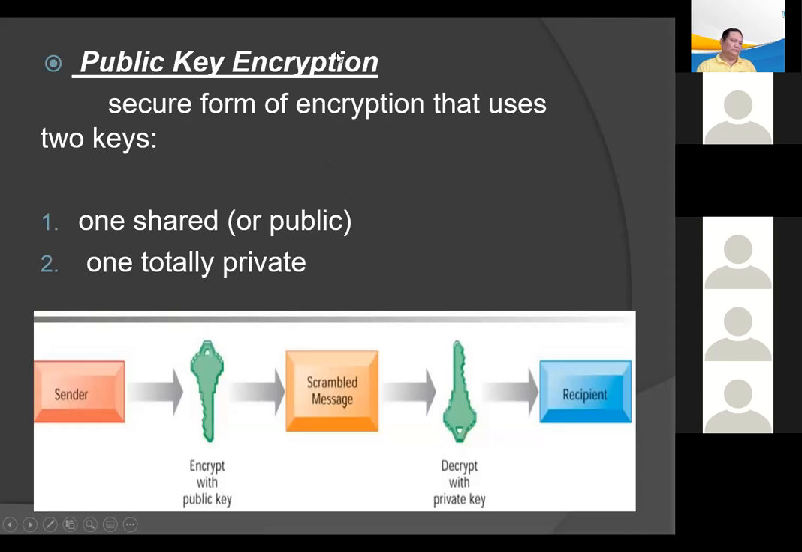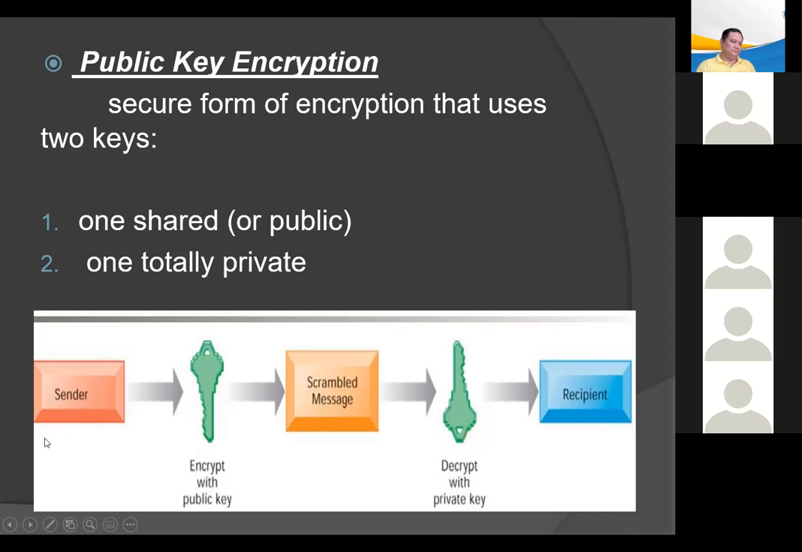So for public key encryption, we have here a diagram. The diagram presents a more secure form of encryption called public key encryption nga po, where one key is shared or public and one is totally private.